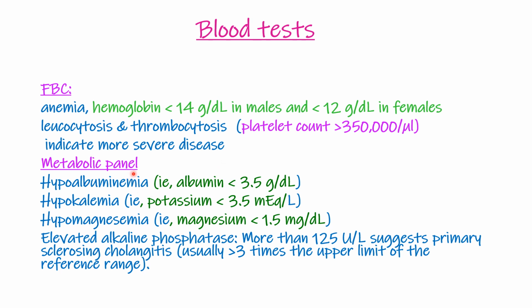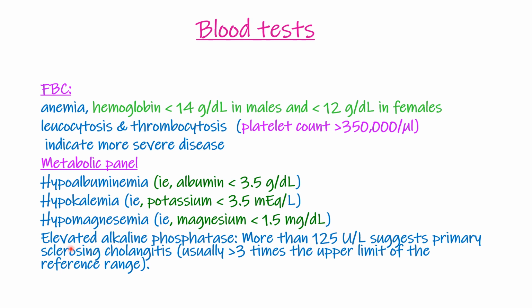The next thing in the lab, you're also going to check the metabolic panel, where you can see low albumin, low potassium, and also hypomagnesemia. This is because this patient comes in with chronic diarrhea. Obviously, they have lost electrolytes and have a fluid imbalance.